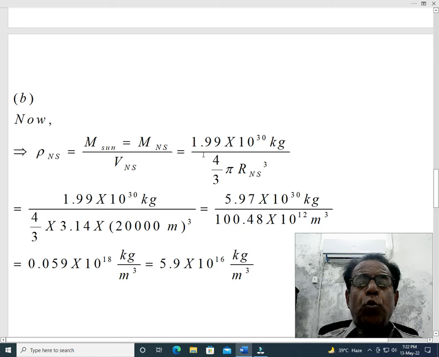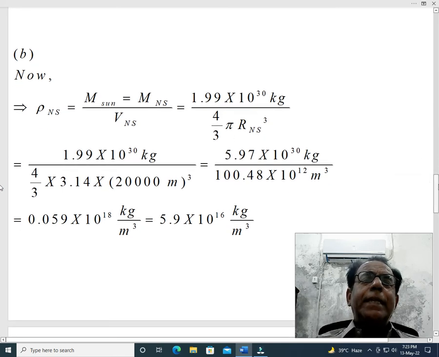Here, dear students, we have put the value of m sun, because the mass of the neutron star is equal to the mass of the sun. So we have used this value from the table which we have shown in the earlier part of this problem solution. Moreover, for volume we have again used the same formula, that is 4 by 3 pi r ns cube. Here, in place of r sun, we have written r ns, the radius of the neutron star, raised to the power 3, that is to say cube.